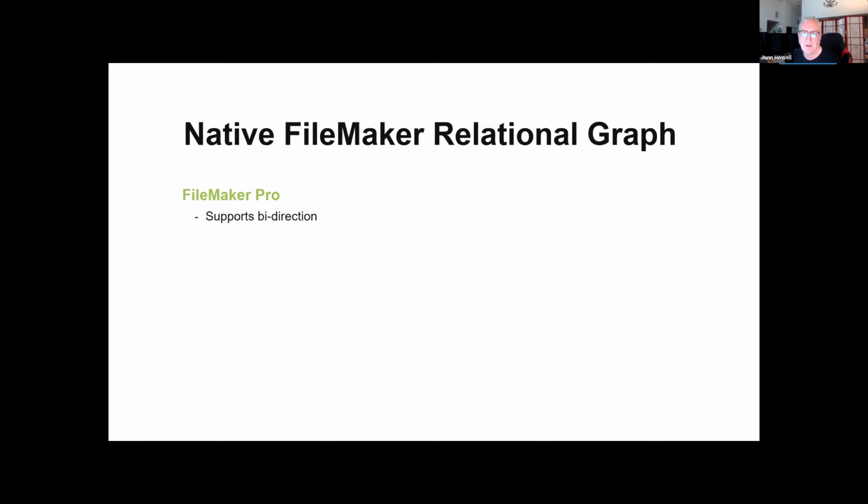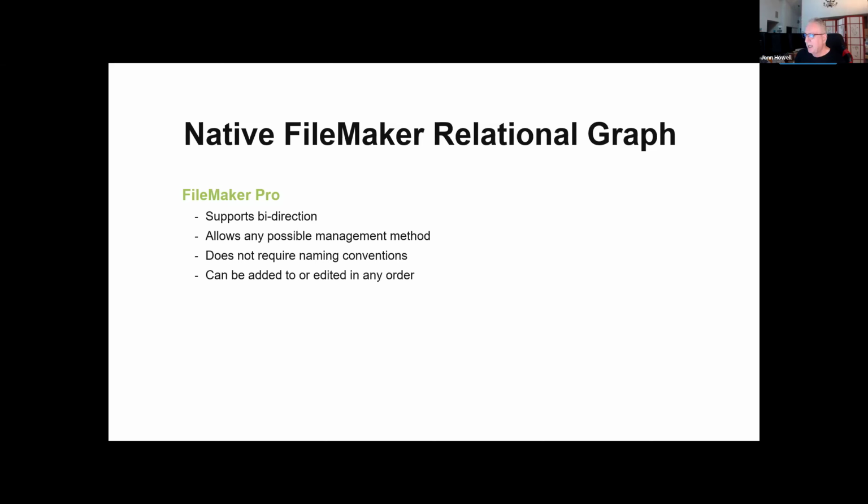FileMaker relational graph. We all know in FileMaker that it supports bidirectionality, right? It allows any kind of management method you want, spider, graph. There are so many different names, right? They don't require naming conventions, and you can add or edit table occurrences at will. That's great. That's a lot of freedom.